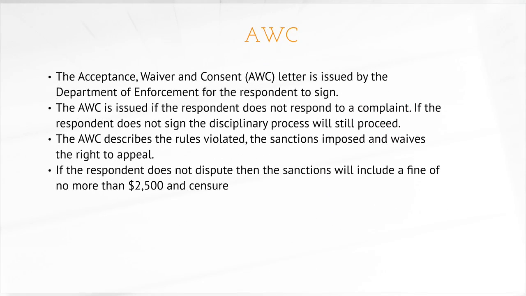An AWC is kind of like an expedited procedure to resolve any violations that are issued by the Department of Enforcement. An AWC lists out the rules that are violated and any sanctions imposed, and waives the right to appeal. If the broker-dealer signs off, you're pretty much done and the violation is complete as to the process. And this can be no more than $2,500 and censure. So this is not for very serious violations, but things that can be resolved rather quickly.